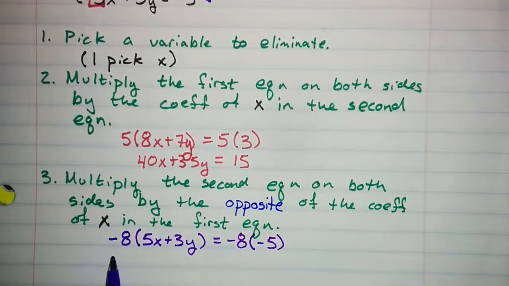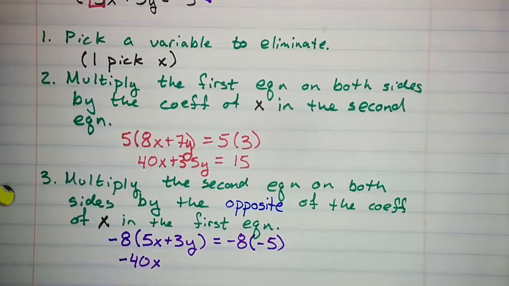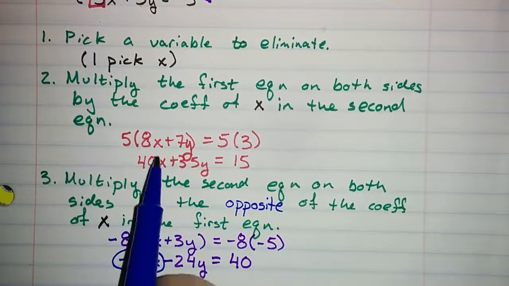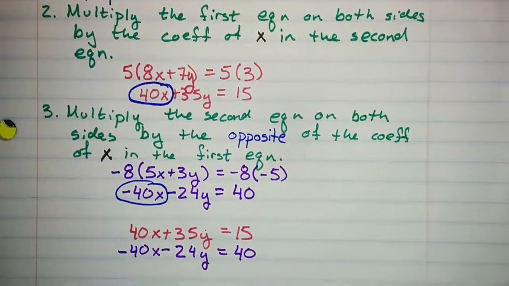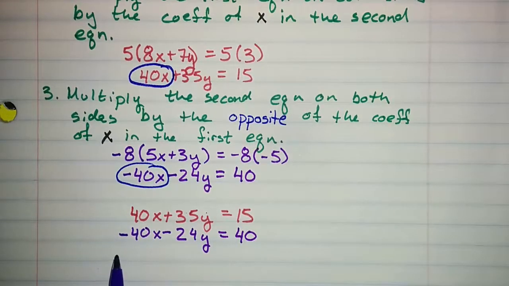So distributing, we'll get negative 8 times 5x is negative 40x. Negative 8 times 3y is negative 24y. Equals negative 8 times negative 5 is positive 40. Now, why did we choose negative 8 instead of positive 8? Well, you see what happened. We have negative 40x and positive 40x. You can see now that when we add together the left-hand sides, x will be eliminated.